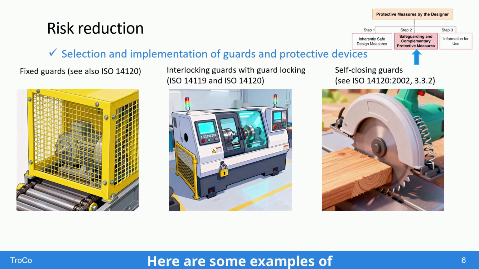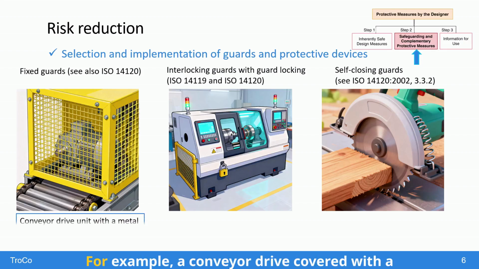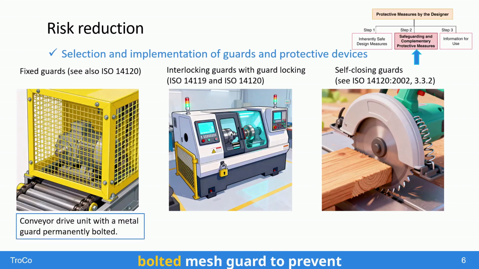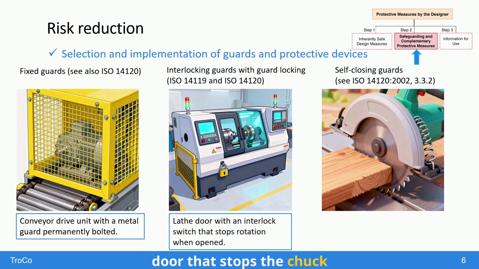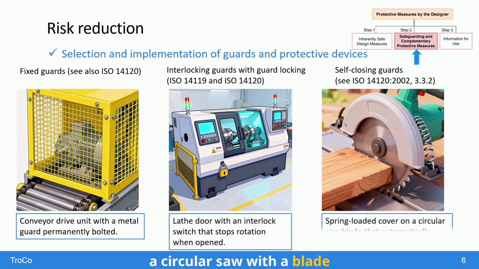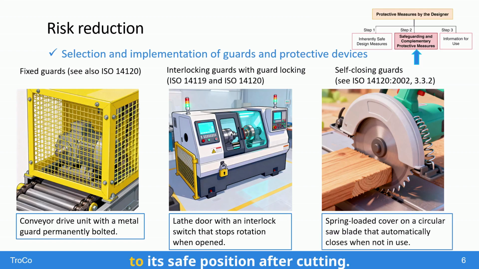Here are some examples of safeguarding measures. First, fixed guards. For example, a conveyor drive covered with a bolted mesh guard to prevent access to moving parts. Second, interlocking guards, such as a lathe with a safety door that stops the chuck when opened. And third, self-closing guards. For example, a circular saw with a blade cover that automatically returns to its safe position after cutting.